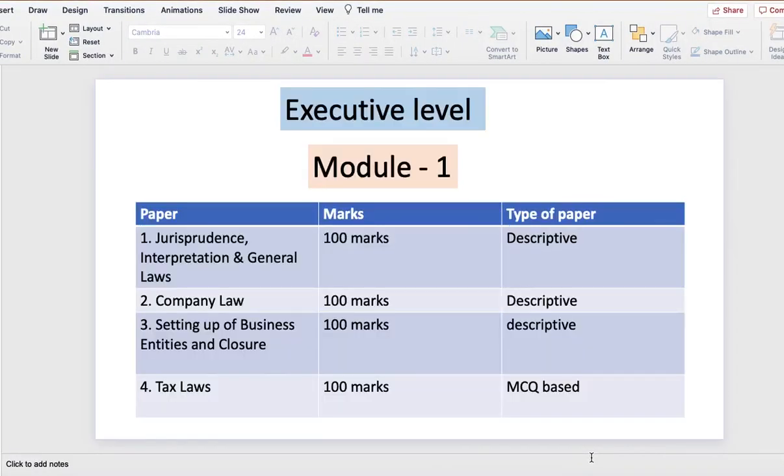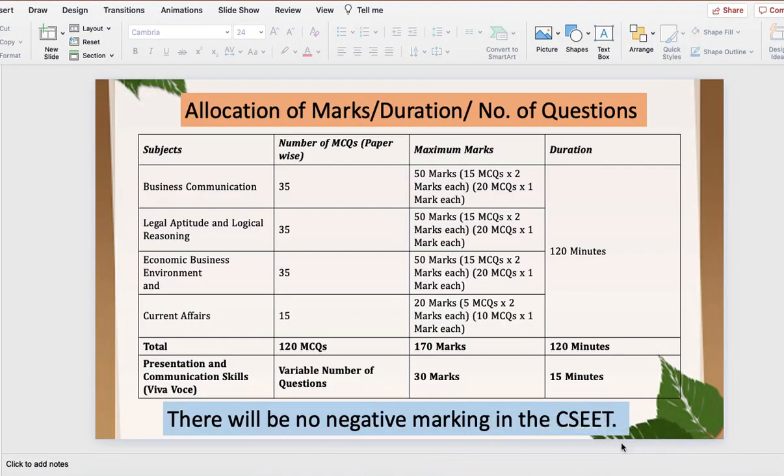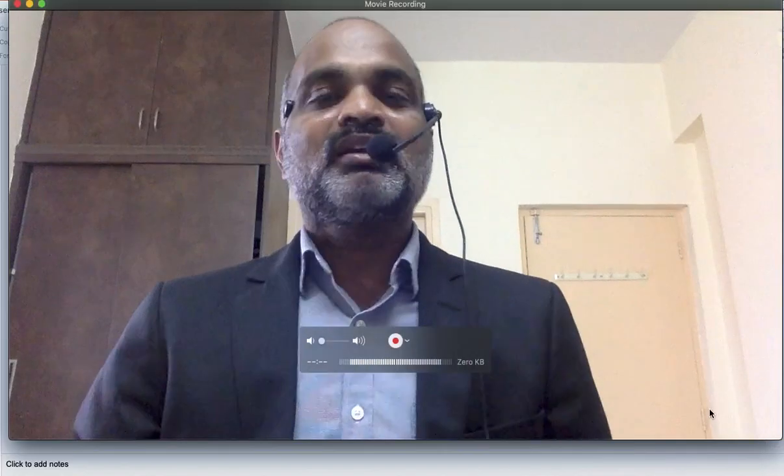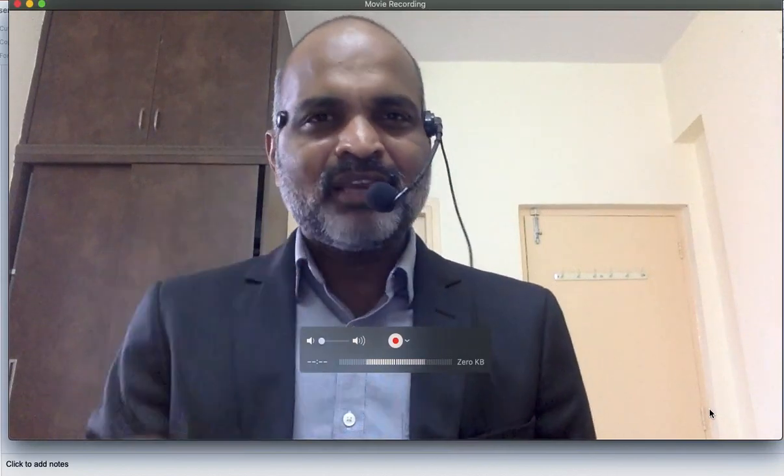Next, there will be no negative marking. Remember, no negative marking. Next important thing: once I clear my CSET examination, I have given you very clearly when I will be eligible for writing either a single module or both the modules of CS Executive. Go through these slides properly.